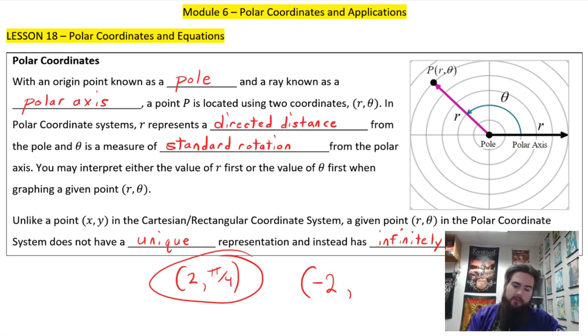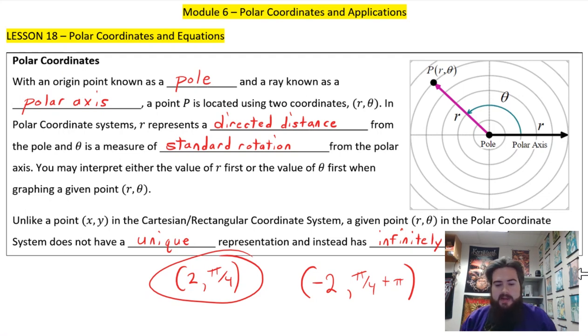Instead of pi over 4, if I instead, for example, add pi to that, which would give me 5 pi over 4, that would mean rotate to 5 pi over 4, which is in quadrant 3, and then when facing your angle measure in quadrant 3, walk backwards a distance of 2. That would put me, therefore, in quadrant 1. That's why we can have many different representations for the same point, which has a lot of implications with how the polar coordinate system works compared to a rectangular coordinate system.